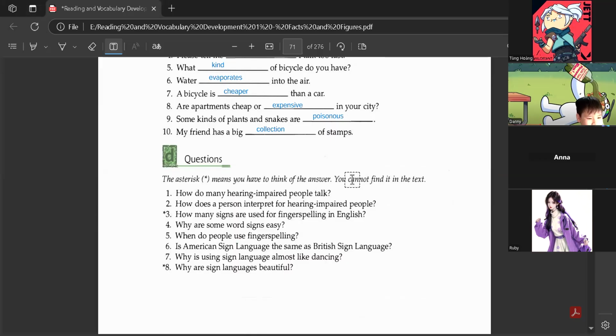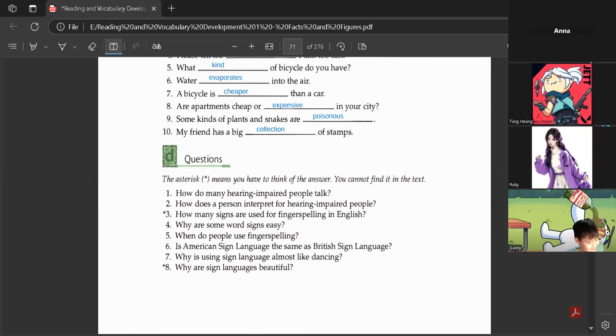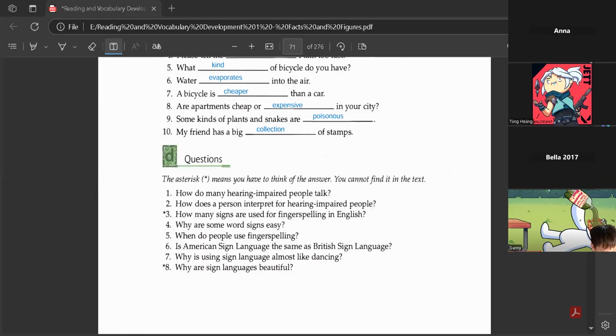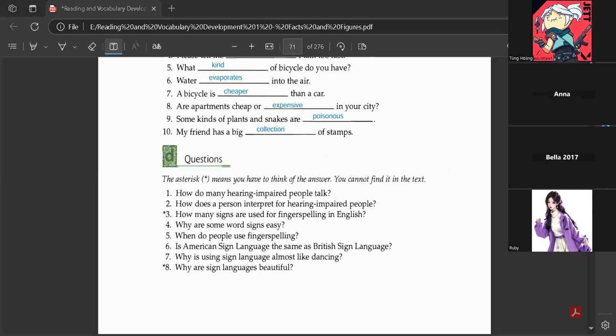The first question: how do many hearing impaired people talk? Let's invite Bella. Bella. How do many hearing impaired people talk? Oh, easy. Okay, I'll do that. They use sign languages. Okay, very nice. Second, how does a person interpret for hearing impaired people?